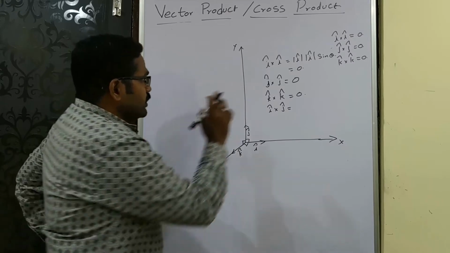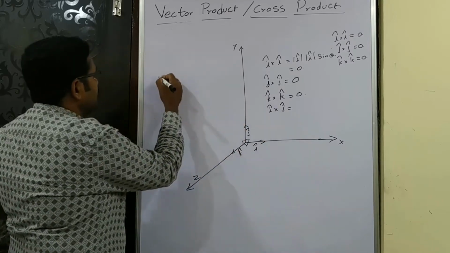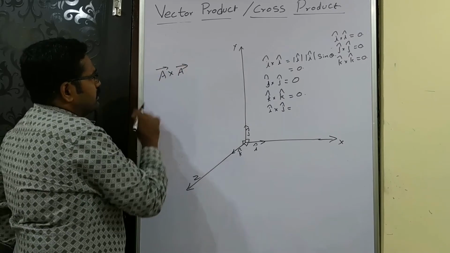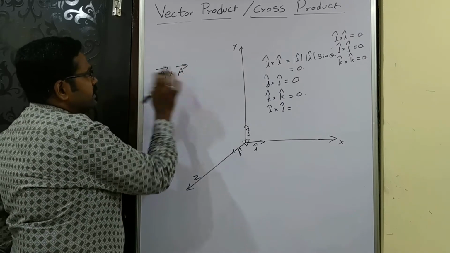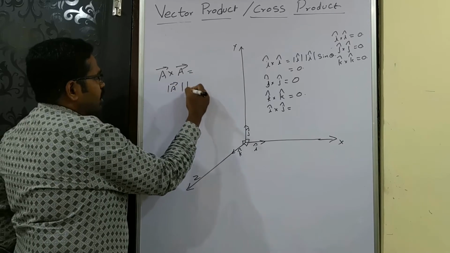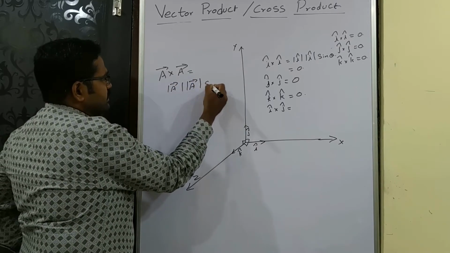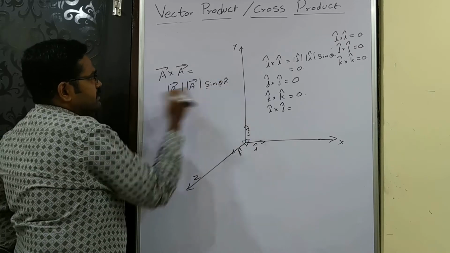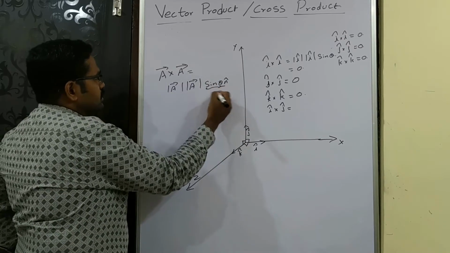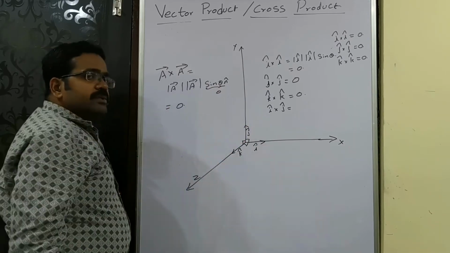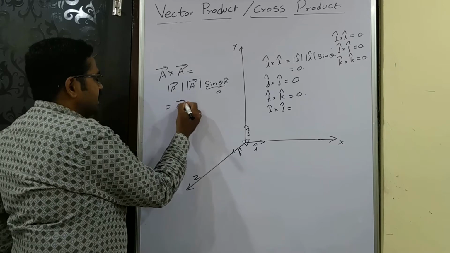So before this, let us see what happens if I cross product a vector with its own. Vector A cross product with vector A. It is again mod of A sin theta n cap. How much is sin theta here? Theta is 0 degrees. Sin theta is 0. So this will be equal to 0 units. The direction doesn't make any change here. So it is a null vector.